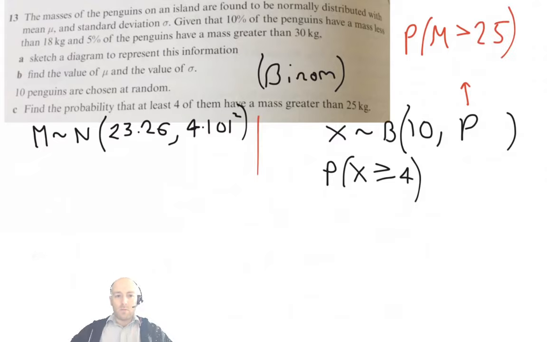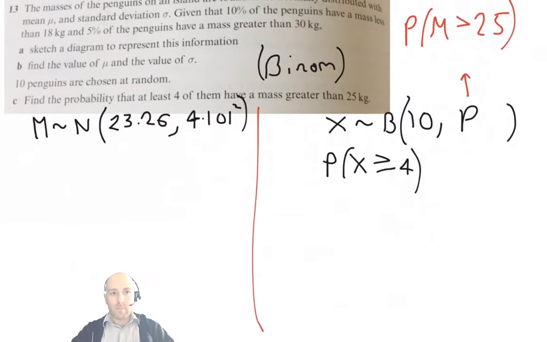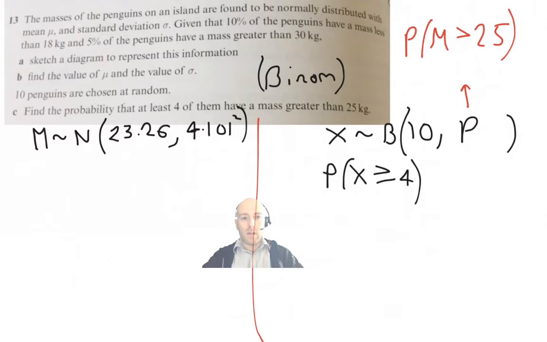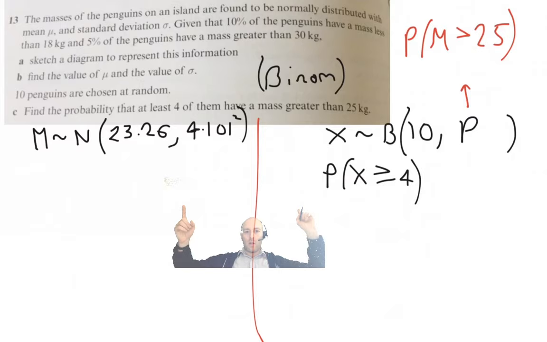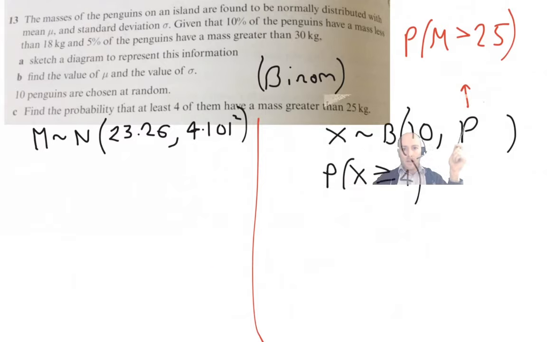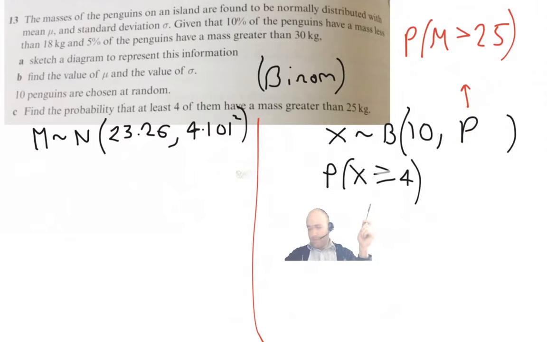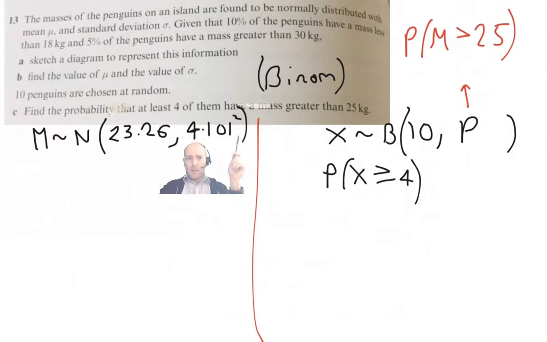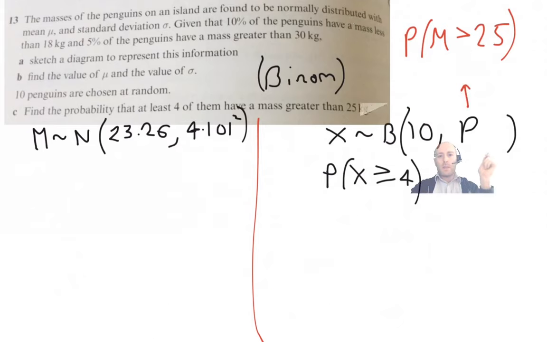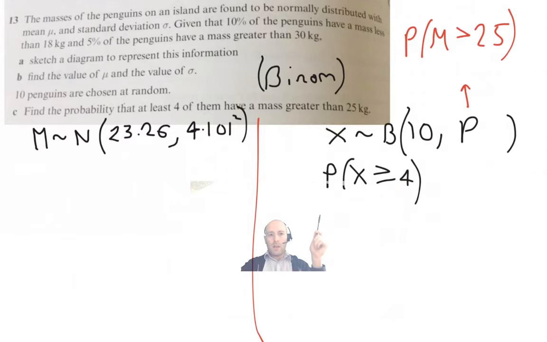So we can see how this splits into two. On one side, we've got a normal distribution for the masses. On the other side, we've got a binomial distribution for the number of penguins with a certain mass. So we need to find the probability the penguins have a mass of more than 25. To do that, we need to first of all find this probability so we can do the binomial distribution on this bit. To find this probability, we need to use a normal distribution to find this bit. So we've got to do a normal question again, and the answer we get will be this probability, which will then let us do a binomial distribution to find the answer to this question.